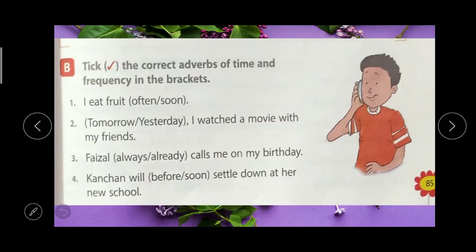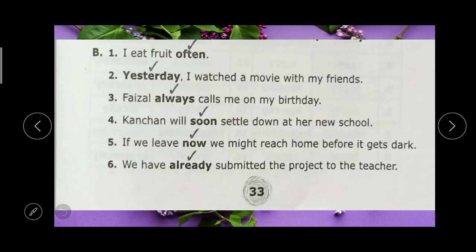Then the next exercise is number B, where you have to tick the correct adverbs of time and place. Let me show you the answers. Number one, I eat fruit often. Number two, yesterday I watched a movie with my friends. Number three, Faisal always calls me on my birthday. Number four, Kanchan will soon settle down at her new school.